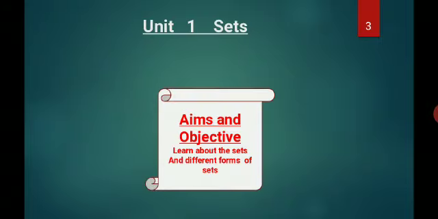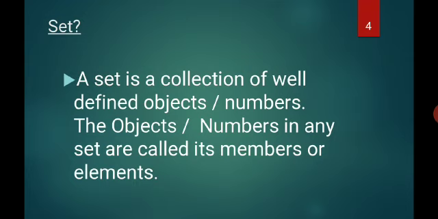Bismillahirrahmanirrahim. So our first unit is sets. Unit number 1, sets, and our aim is to learn about all the sets and different forms of sets. Now first of all we should know what a set is. A set is a collection of well-defined objects. Numbers in any set are called its members or elements.